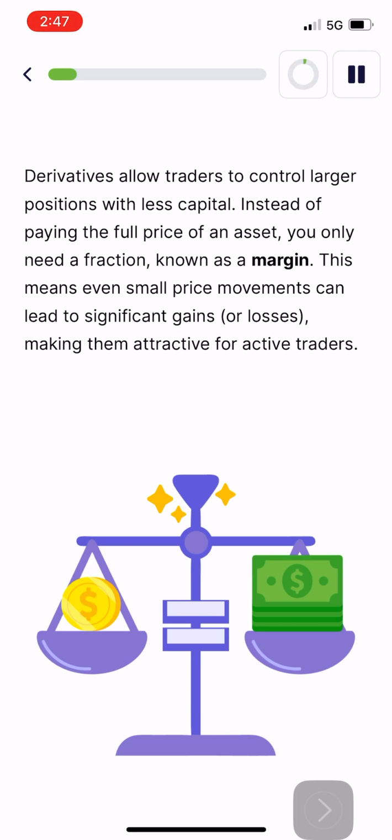Derivatives allow traders to control larger positions with less capital. Instead of paying the full price of an asset, you only need a fraction, known as a margin. This means even small price movements can lead to significant gains or losses, making them attractive for active traders.